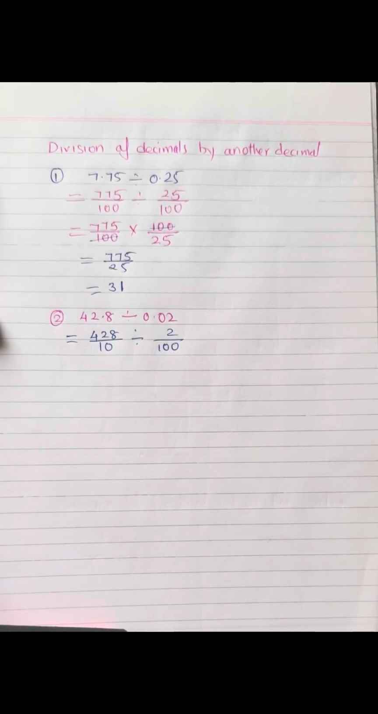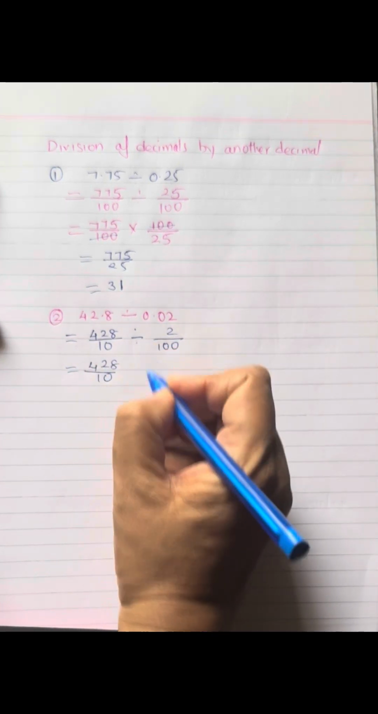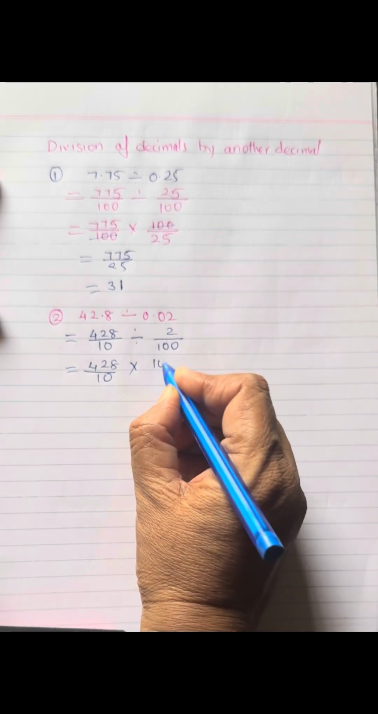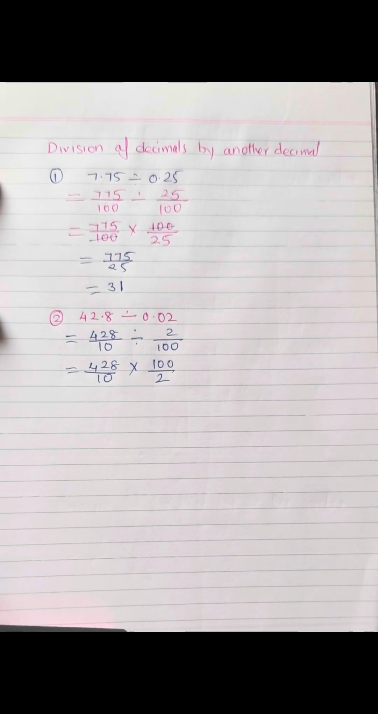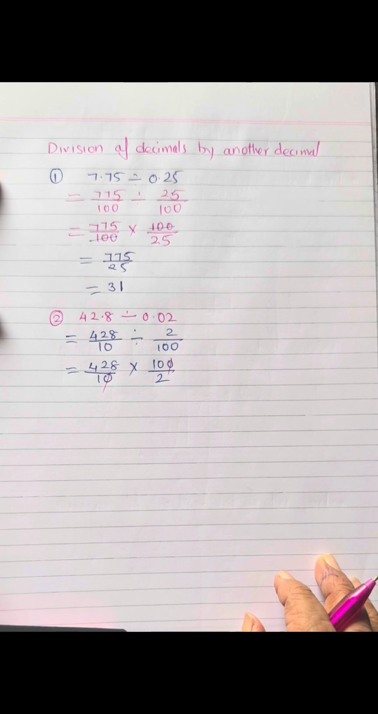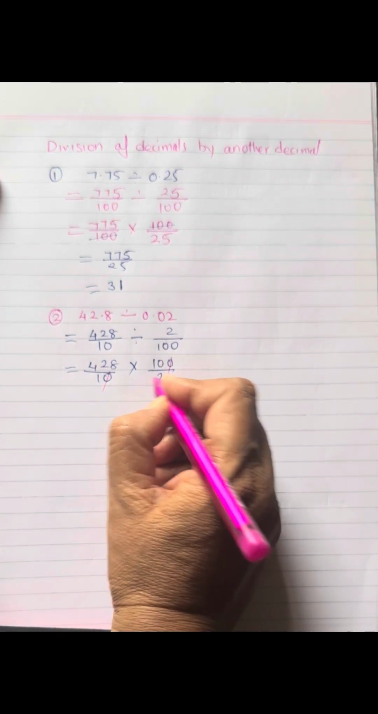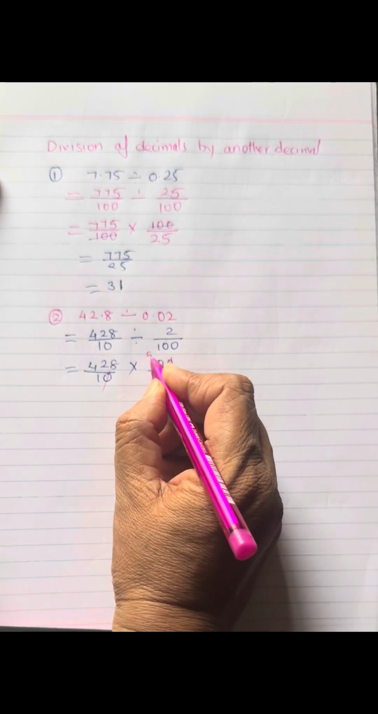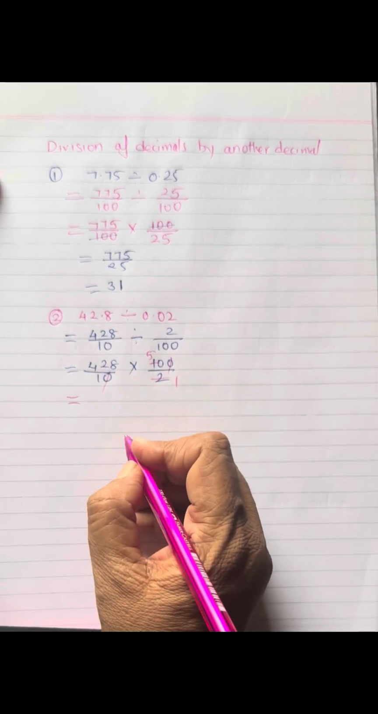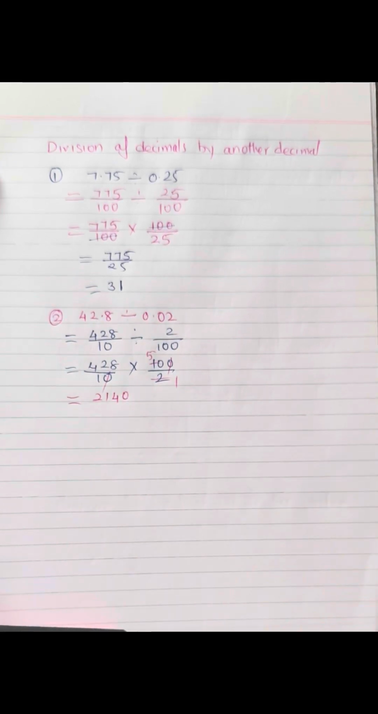Okay. Now what do we do in the next step? We write 428 as it is upon 10. Change the division sign into multiplication. Write the reciprocal of 2 upon 100, which is 100 upon 2. Okay. Now here you can cancel, strike off only one 0. Now what is left is 10 and 2. Now no need to divide, you can just cancel it. 2 fives are 10. So you can simply multiply 428 into 5. Okay. So the answer will be 2140.